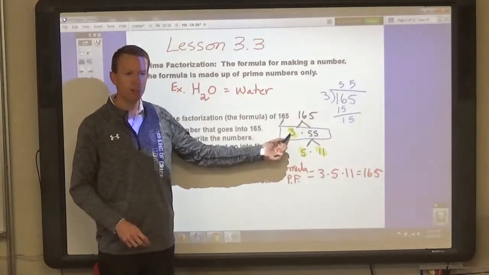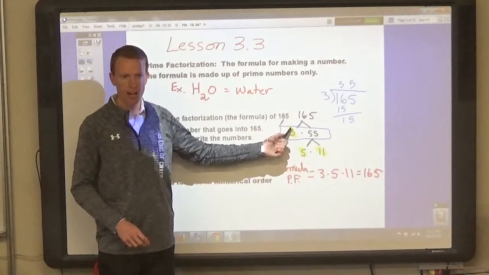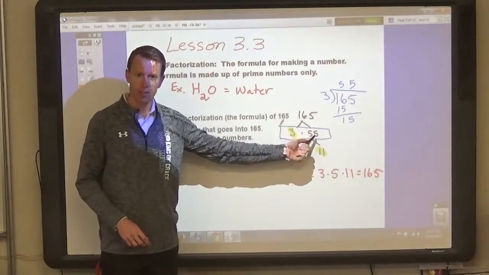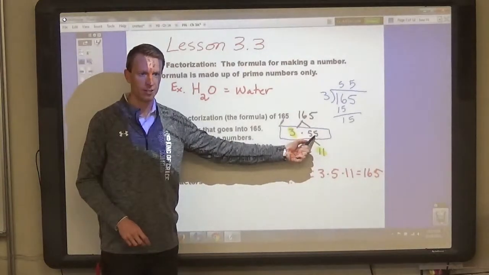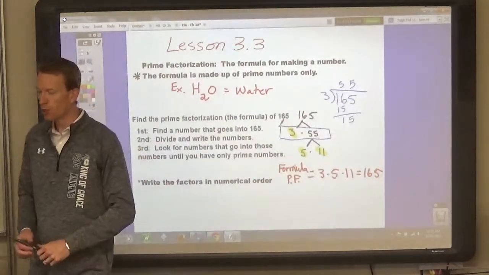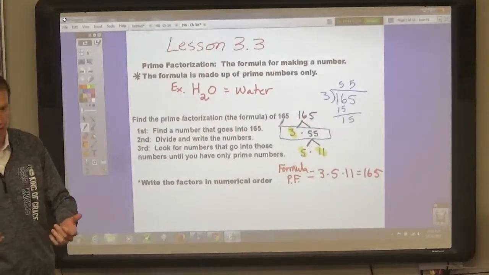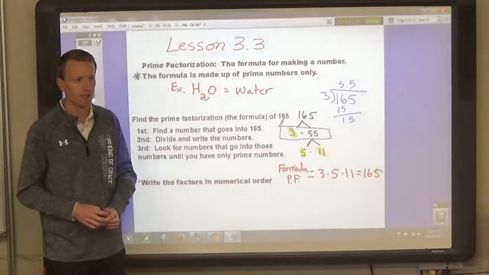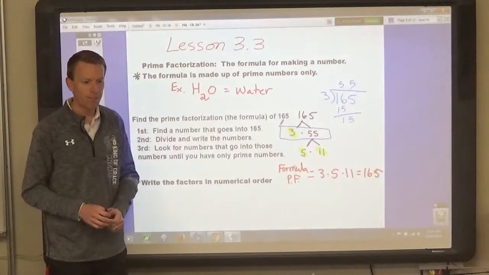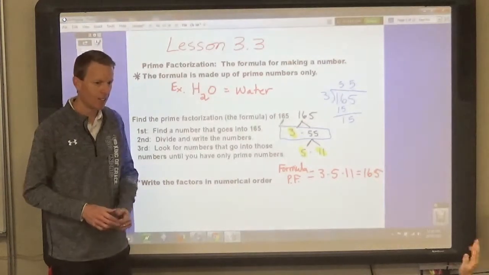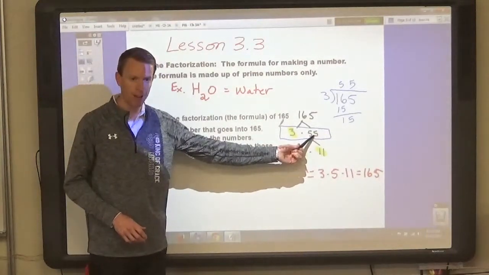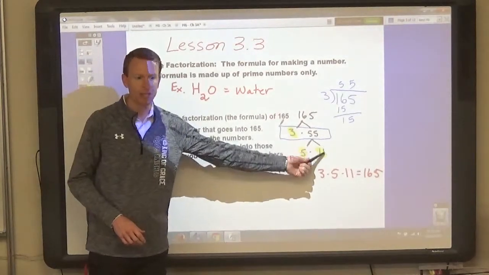Now, 3 is a prime number, isn't it? So I highlighted that. But 55 is not a prime number. We can factor this number. Factoring means finding numbers that go into it. So, what goes into 55, Ethan? What number goes into 55? 5 goes into 55, right? How many times? 11 times.